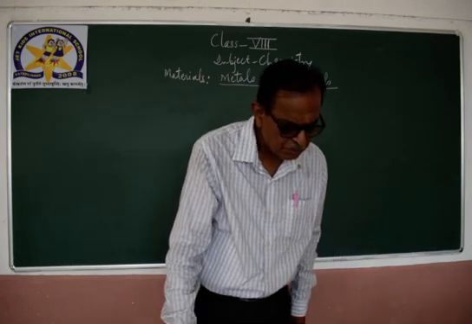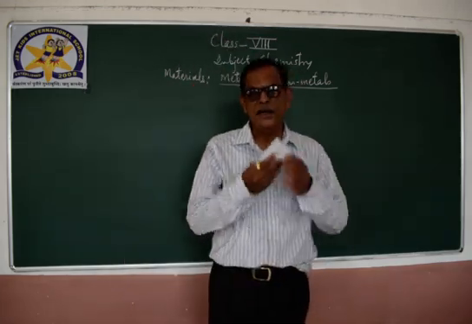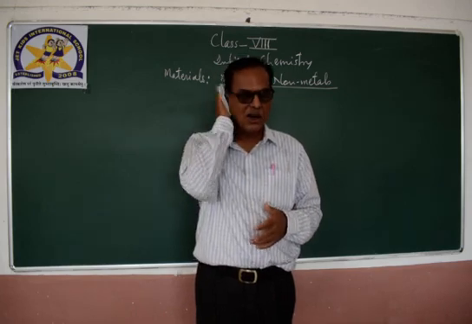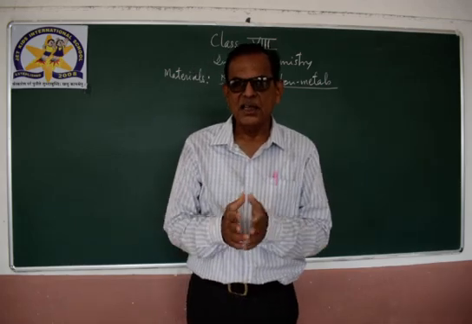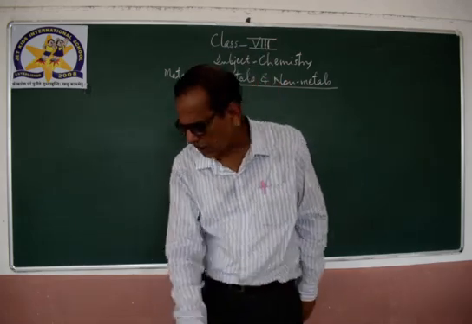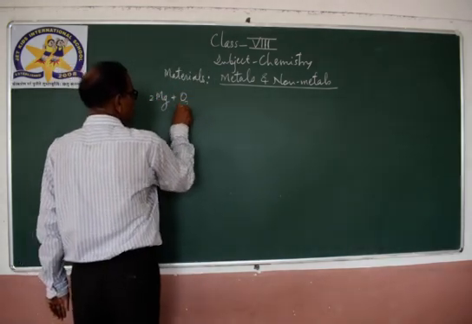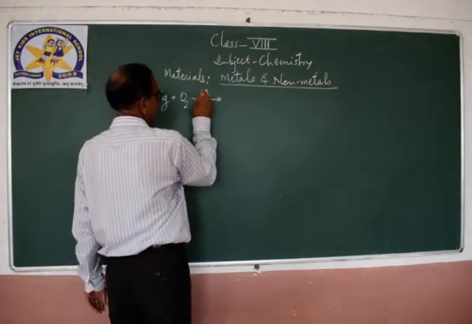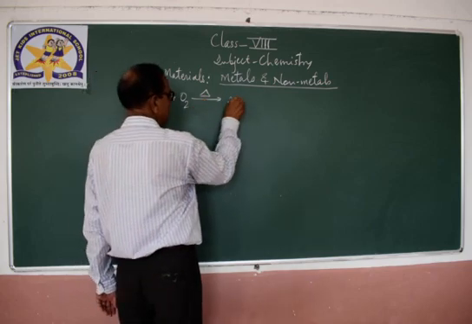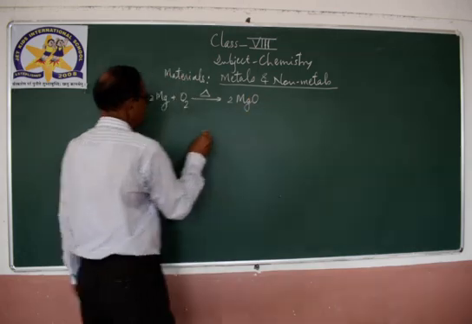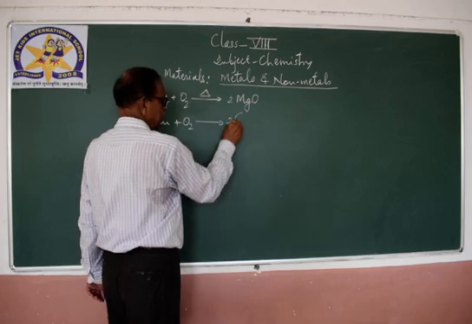Then another important property that we have started: when metals are heated in air or in the atmosphere, the air reacts with the metal and forms its oxide. For example, magnesium: 2Mg + O2 giving 2MgO, with heat. Then 2Cu + O2 giving 2CuO.